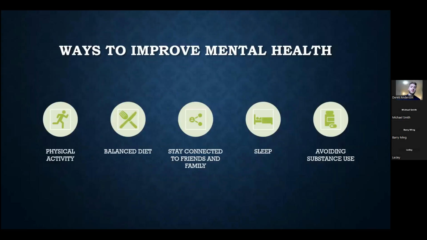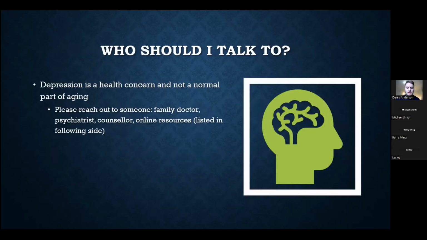So as I was alluding to, really any and all of the above can help improve mental health. Some of the ways that we can do this, and a few of these were mentioned, would be regular physical activity, in addition to a balanced diet, staying connected to friends and family, ensuring adequate sleep, and also avoiding substance use or alcohol use. As I did mention earlier, substance use can be a risk factor for depression.